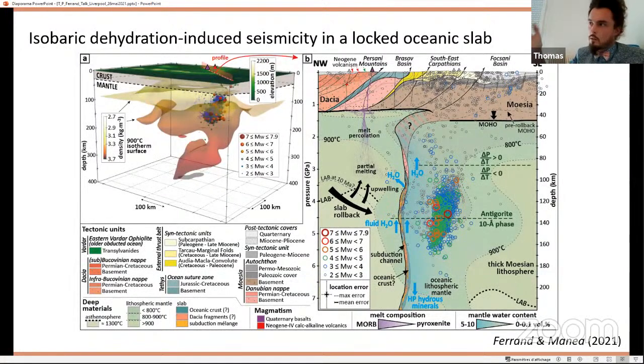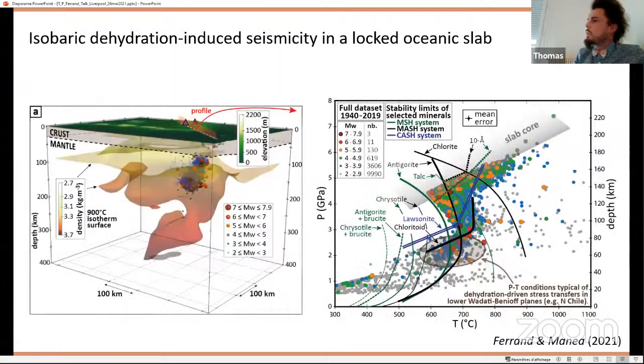first, we relocated in a 3D model, and here you can see the 900-degree isotherm surface just to show the shape of the remnant. And when you look at the pressure temperature conditions, you see a beautiful S shape that indicates that you are definitely dehydrating serpentine minerals between 60 and 120 kilometer depth.